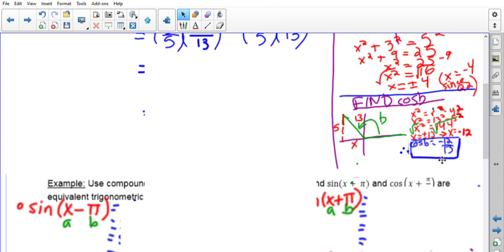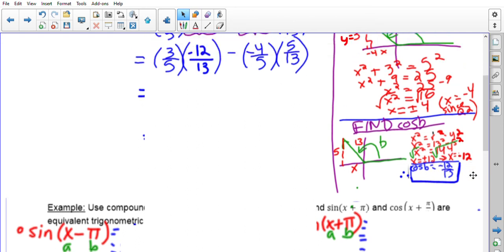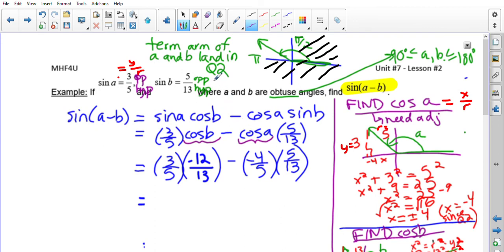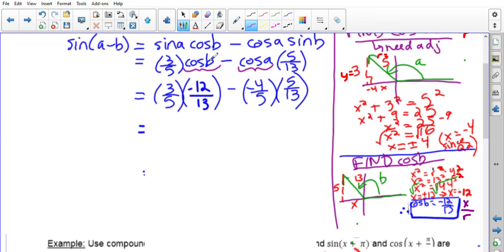Therefore, cos B is going to be equal to, it's always x over r. Always x over r is cos of an angle. So that's negative 12 over r, which is 13. Again, this one here is y over r, my apologies. So for cos B, I plug in negative 12 over 13, and for cos A, I plugged in negative 4 over 5.